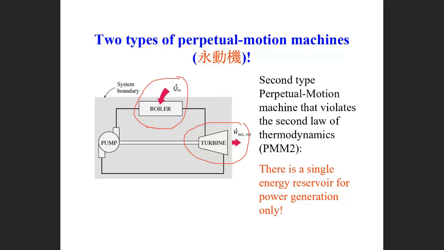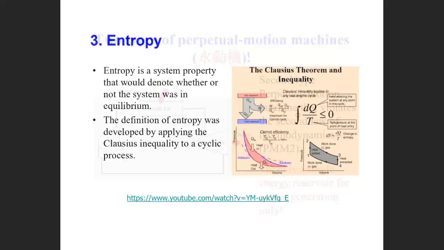Together with the second law of thermodynamics, we have to introduce entropy, because entropy is used to examine the disorder and thermal equilibrium of the system. And we know that for any isolated system, the entropy of the system moves towards disorder, towards increase. Now let's have a look at what entropy is.